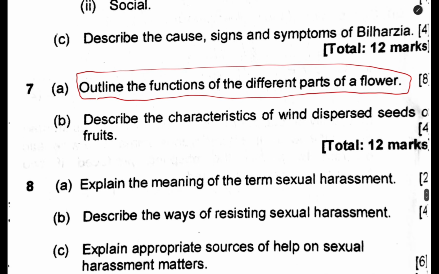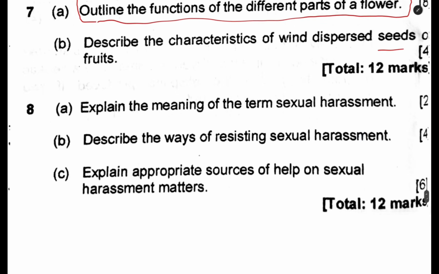Describe the characteristics of wind dispersal of fruits. Okay, so what are the characteristics? So this is still on dispersal, like I've said at some point that you need to know this part. Question 8, explain the meaning of the term sexual harassment. Describe ways of resisting sexual harassment. Explain the appropriate sources of help in sexual harassment matters. So this one, we can leave it to civic education.